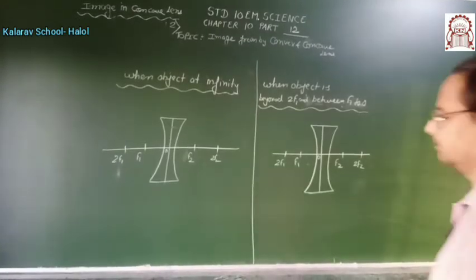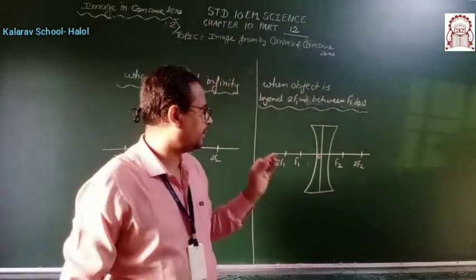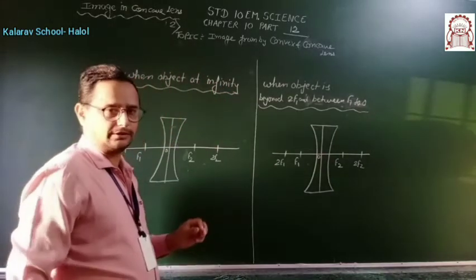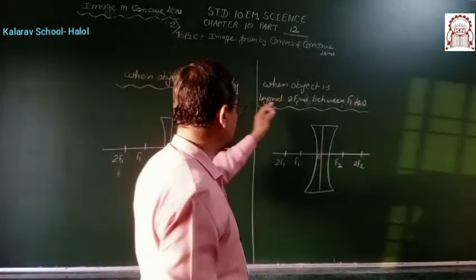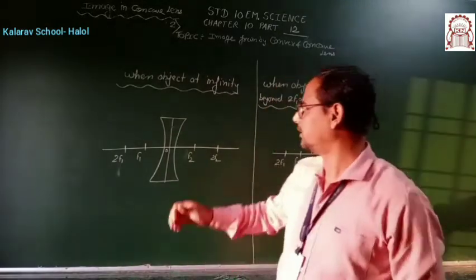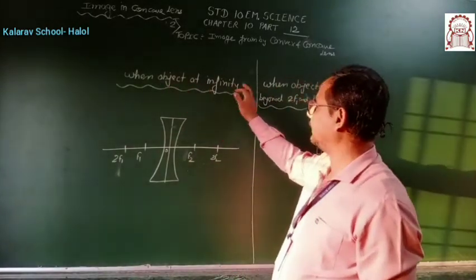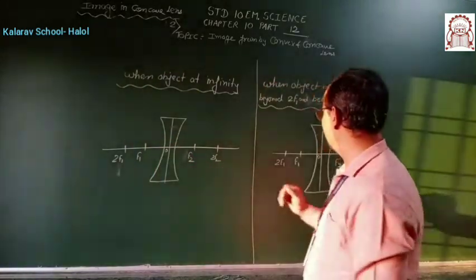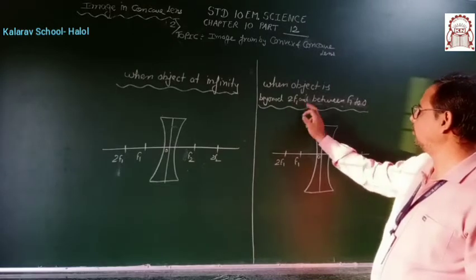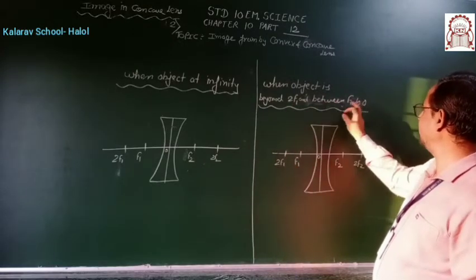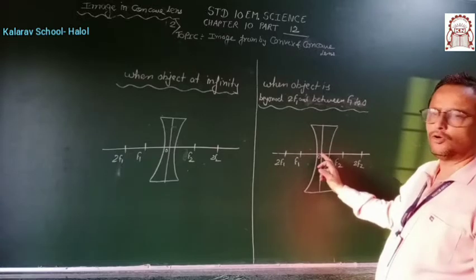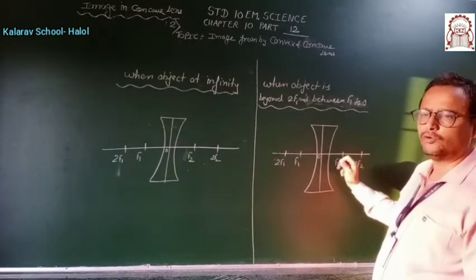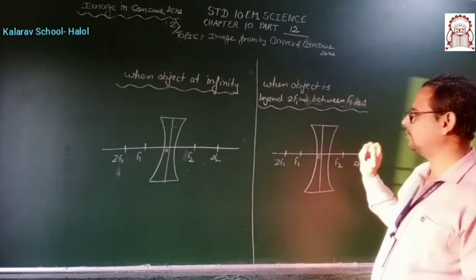Now see here, we are going to understand the image formed by the concave lens. Okay. Now two positions I have shown you here. The first position is when the object is at infinity, very far away, then what will be the situation. And second, when the object is beyond 2f1, from here to between f1 and O till here. Wherever the object is kept, what kind of image will you get.